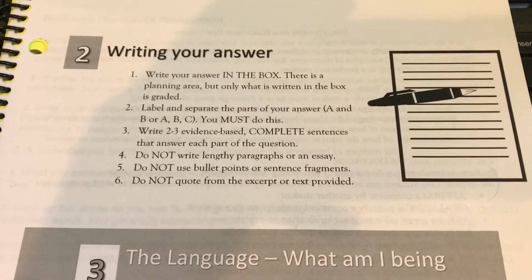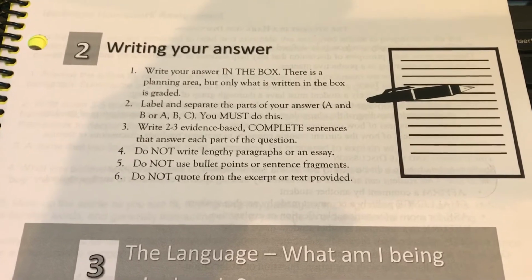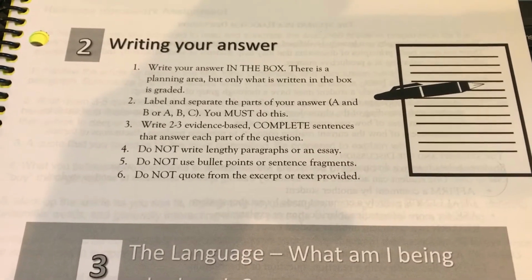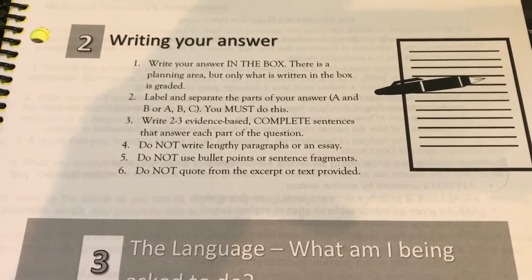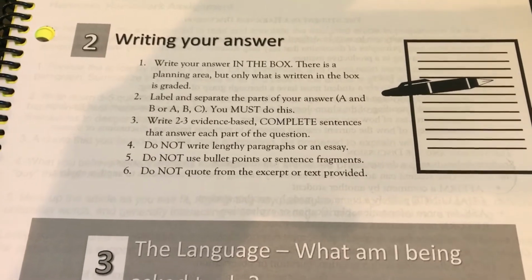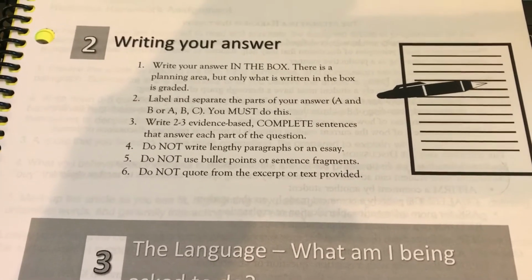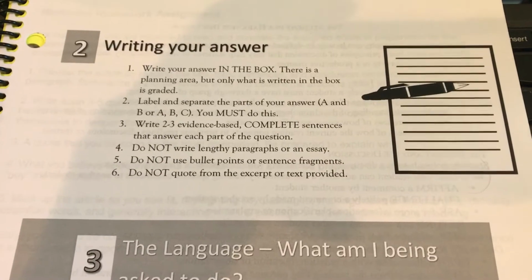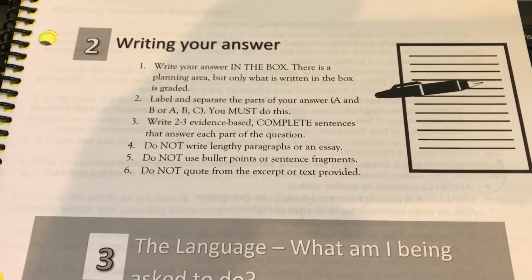So for number 2, you see there it says you must label and separate the parts of your answer. So just do an A and a period, or an A and a colon, whatever, B and a C, and you have to do this. You can't just write one big massive paragraph that doesn't separate A from B and from C.